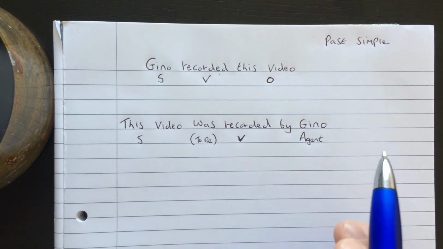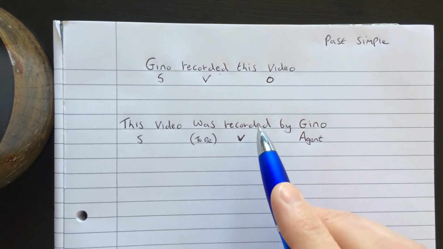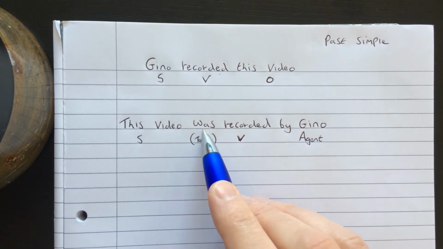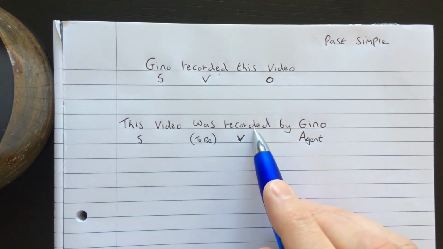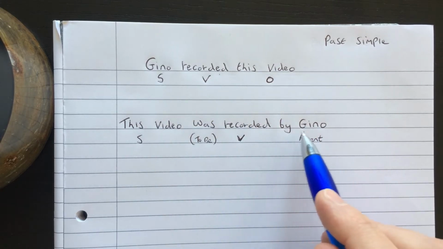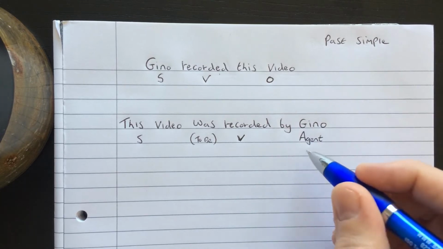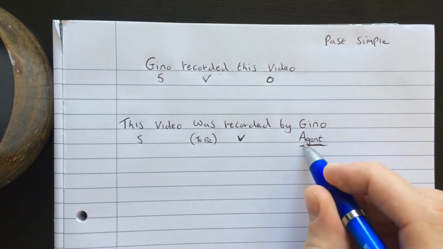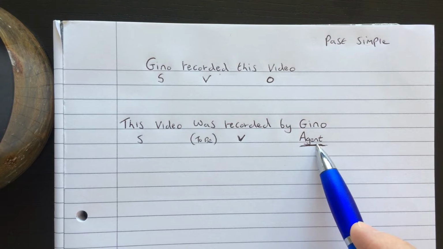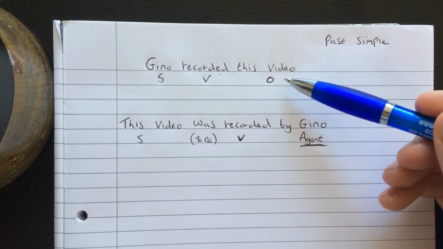There is no deviating from that rule. It is always the past participle of the verb. So this video, the verb to be, which in this case is was, past participle of the verb recorded, which is recorded, and then in this instance, by Gino, we call this the agent. So what was the subject here has now become the agent, whereas in the active voice we call it the object. Okay, so that is the basic format or the basic form of the passive voice tense.